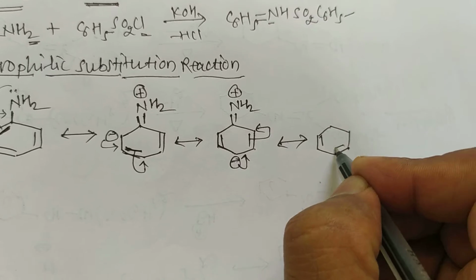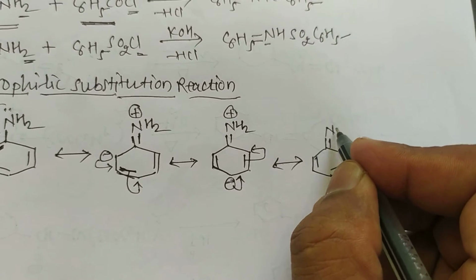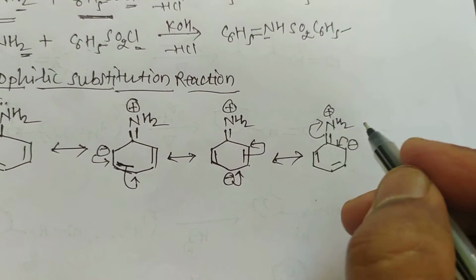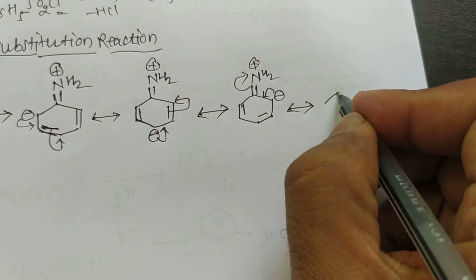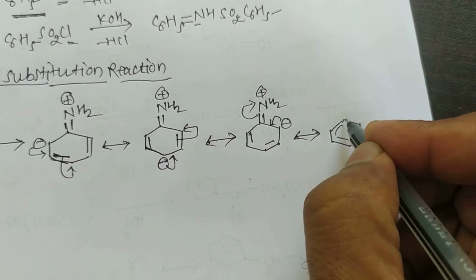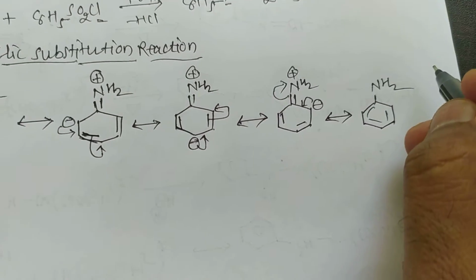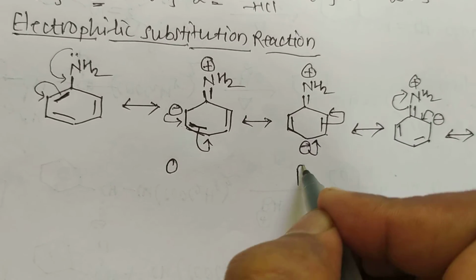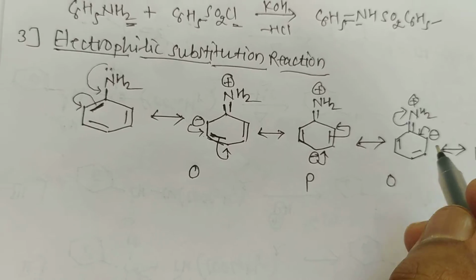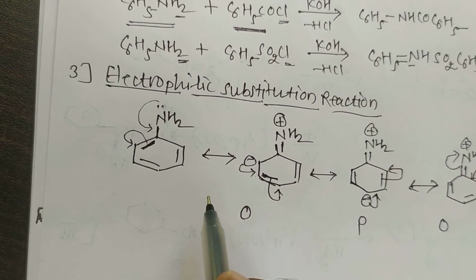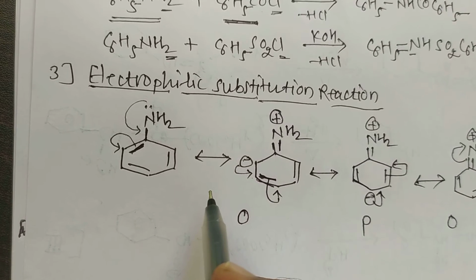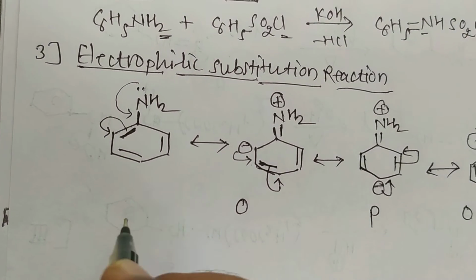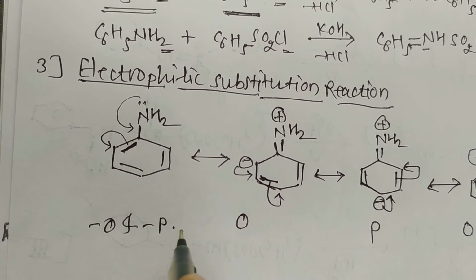Means here double bond NH2 and here positive charge and negative charge, and again when it is delocalized, then here positive charge is removed. Means here formation of the original aniline compound takes place. Means here negative charge is found at ortho position, para position and ortho position. Means on ortho and para positions there is high electron density, therefore this aniline or amine shows electrophilic substitution reaction at ortho and para position.